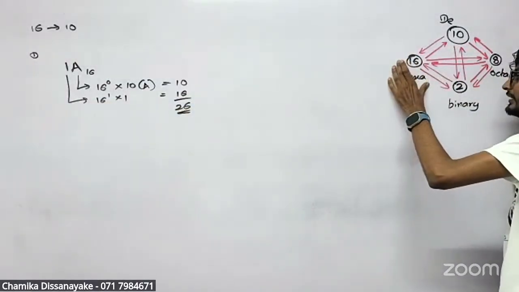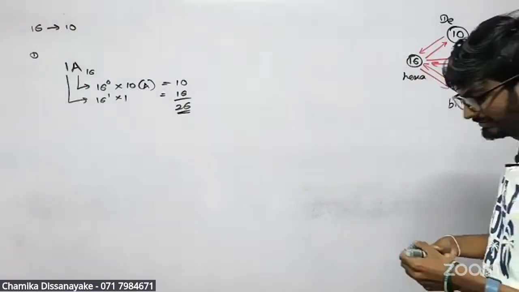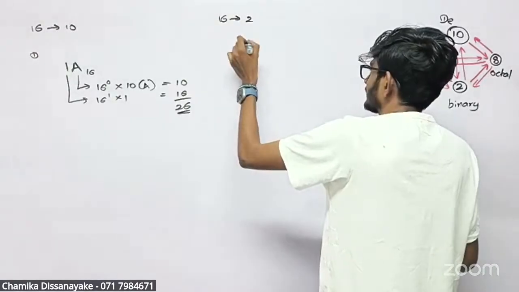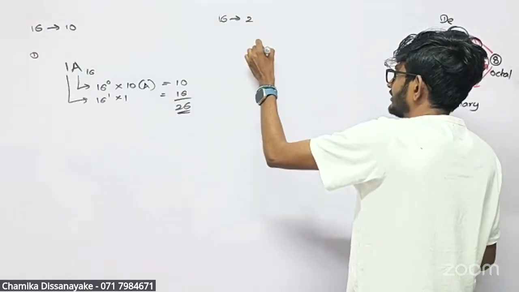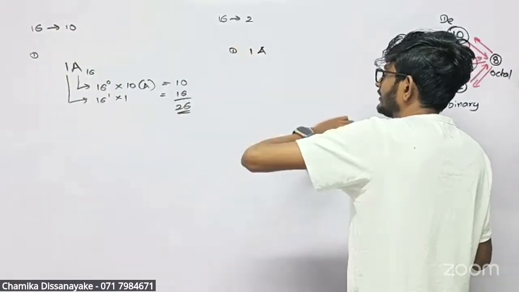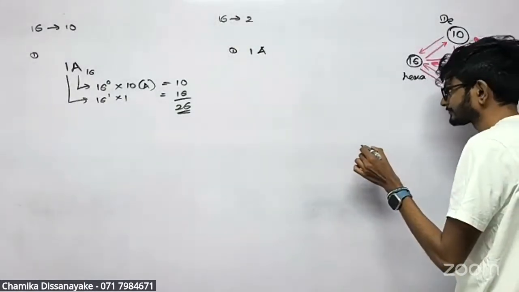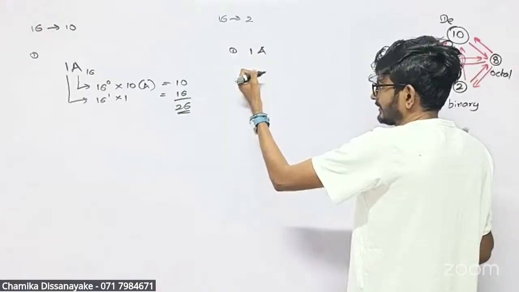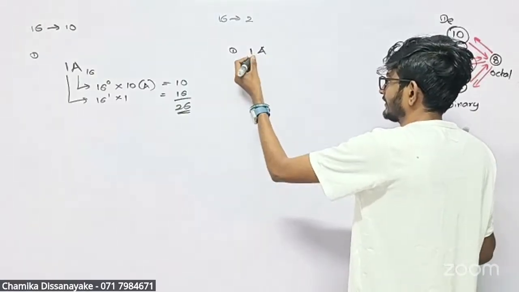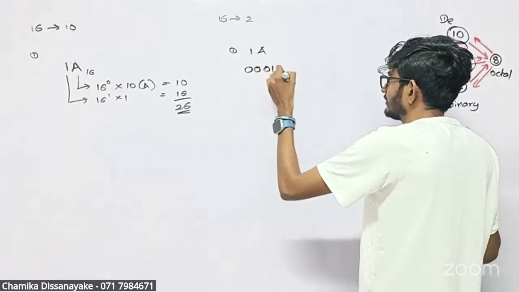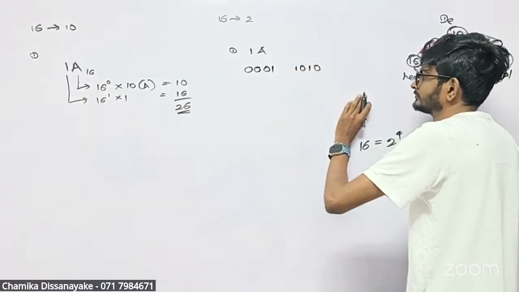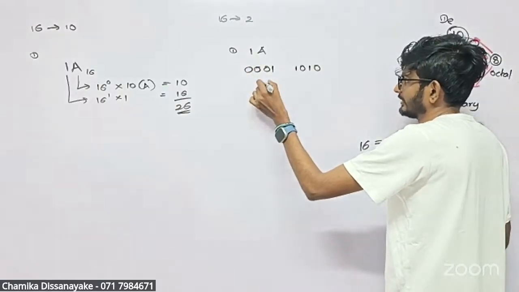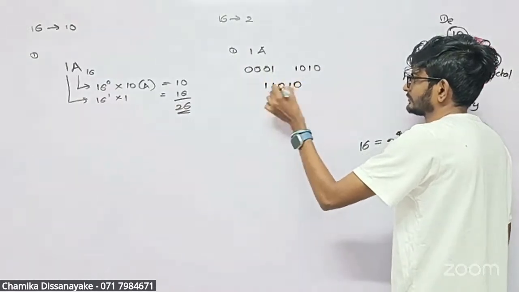So when we convert hexadecimal to binary, same method. Take 1A. 16 is equal to 2 to the power 4. That means one symbol can be written with 4 symbols in binary. 1 can be written as 0001. A can be written as 1010, because A is number 10. So we can remove the leading zeros, and we get 11010. This is the correct answer.